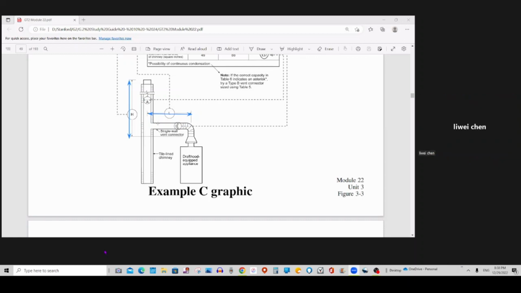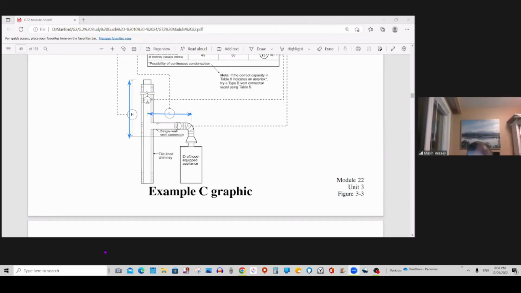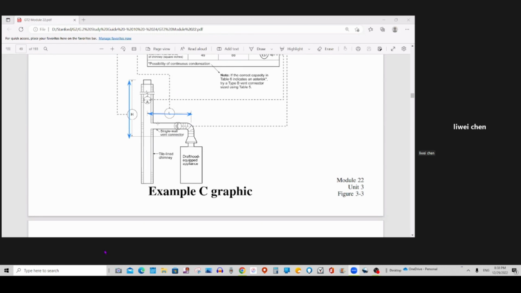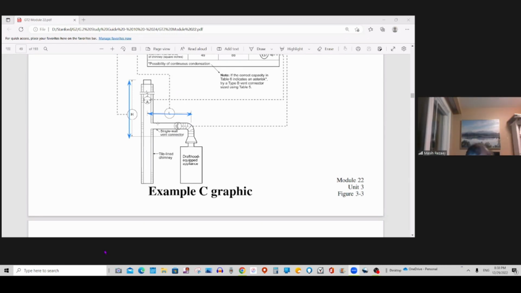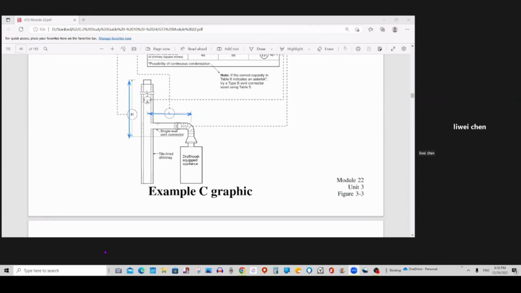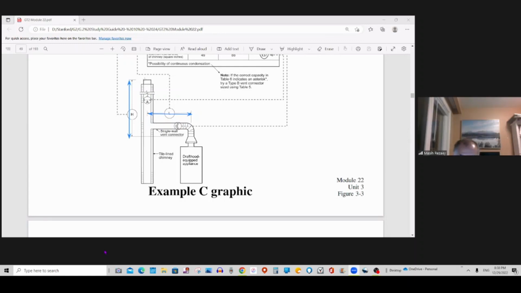Mr. Chen, look at it, what's the height? It's 15. What's L? L is 2. Write it down here so we don't get confused. H equals 15, L equals 2, and the capacity is natural draft 80 equals 80 MBTU. The chimney is 8 by 8.